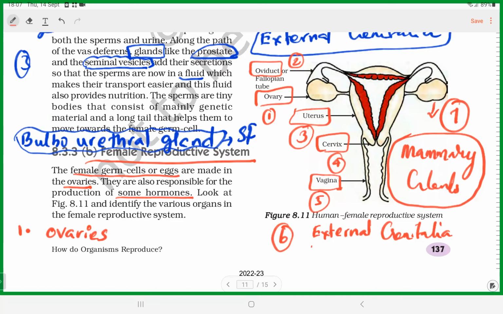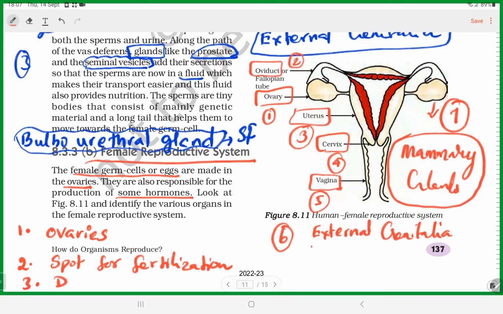What is the function of the oviduct or fallopian tube? Sir, it carries the egg from the ovary to the uterus. And it is the place for fertilization. Yes, very good, that's the main thing. The tube opens into the uterus. What is the function of the uterus?